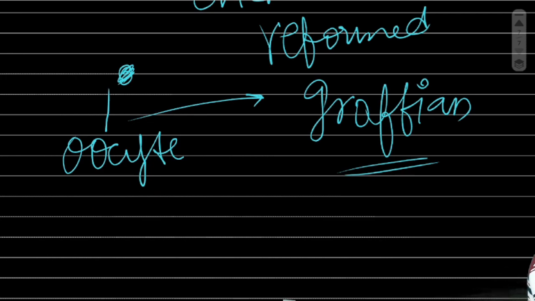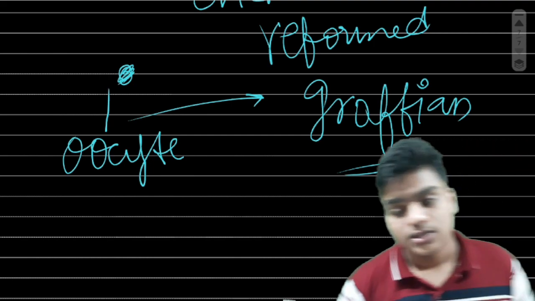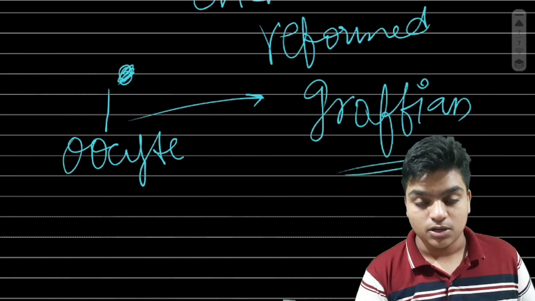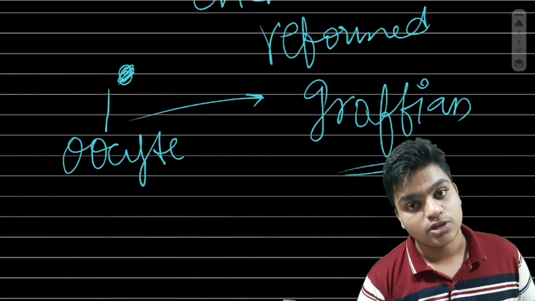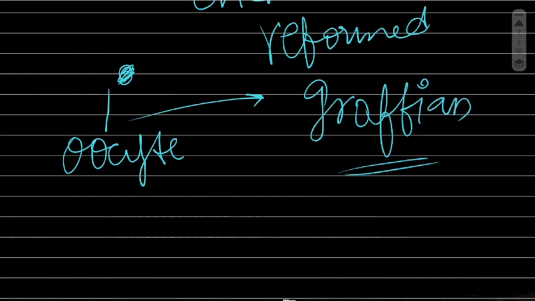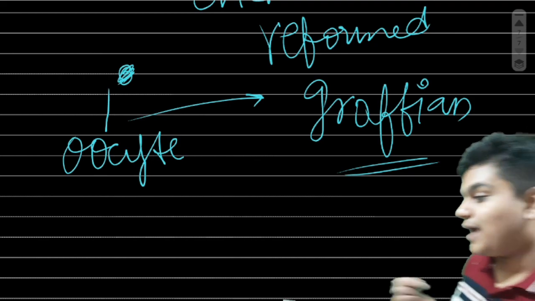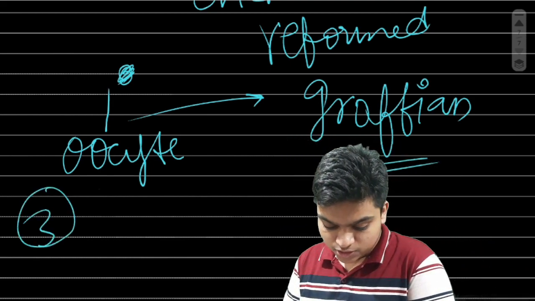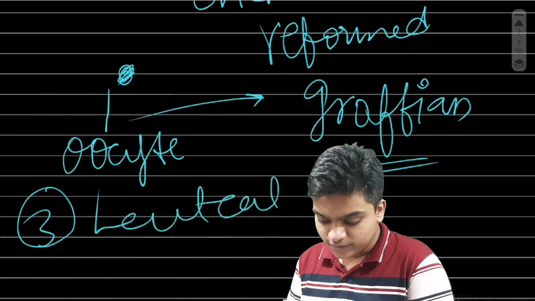Now, after ovulation, the corpus luteum is formed. Yes, the Graafian follicle gets ruptured and the corpus luteum is formed. If the egg is fertilized, the pregnancy starts here. If fertilization does not occur, it represents the onset of another cycle. Actually, the third phase is your luteal phase.